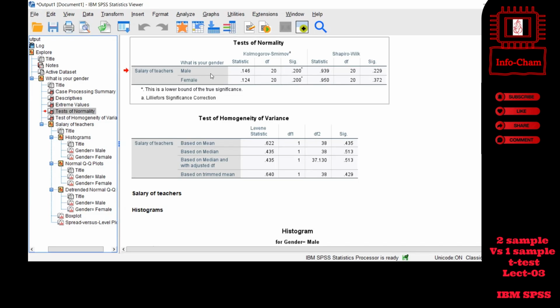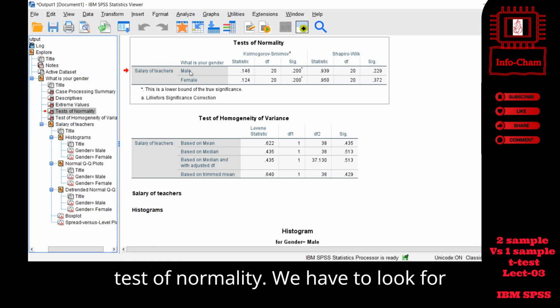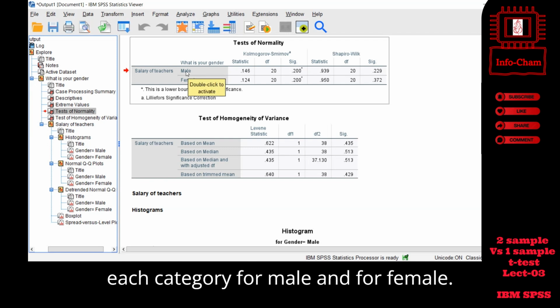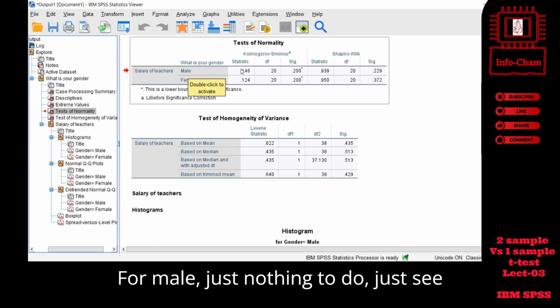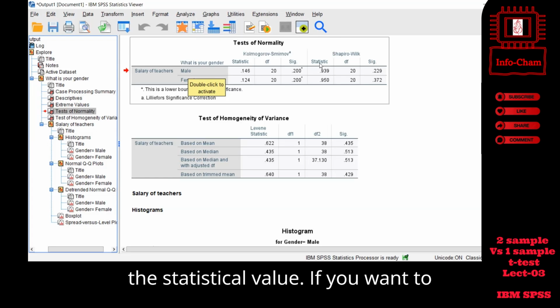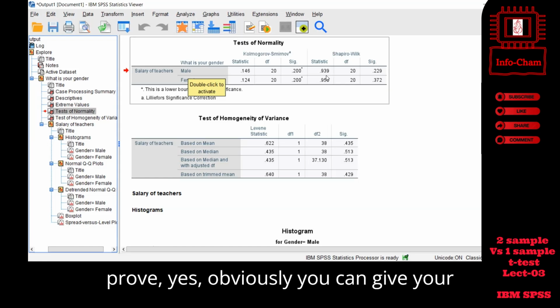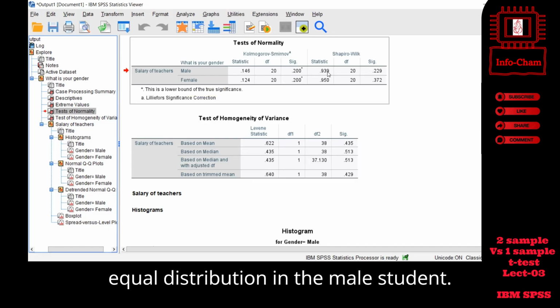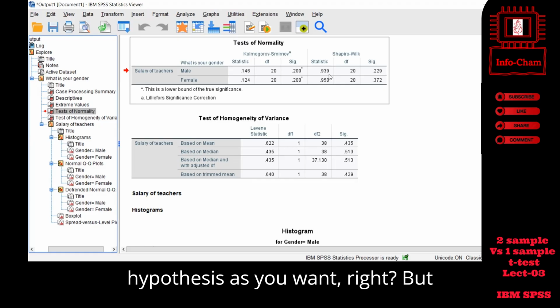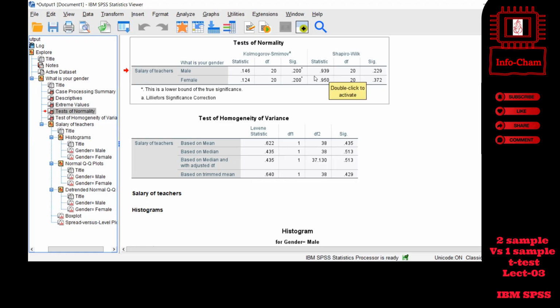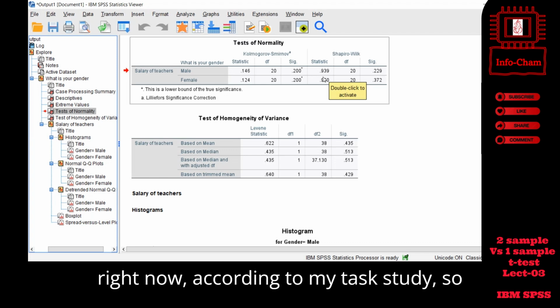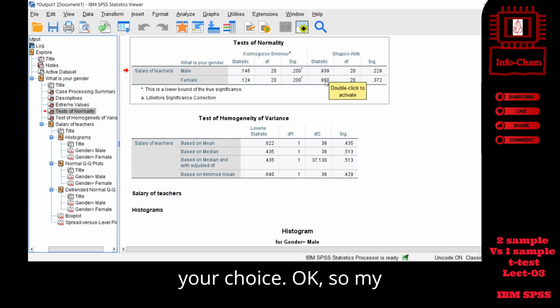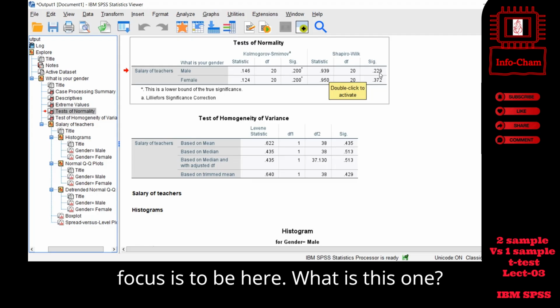So have a look. This is the test of normality. We have to look for each category, for male and for female. For male, just nothing to do, just see the statistical value. If you want to prove, yes, obviously you can give your hypothesis, you can give your own objective, like there is no equal distribution in the male student, so you can do more hypotheses as you want, right? But right now, according to my task study, I will not use that hypothesis, but it is your choice. Okay, so my focus is here.